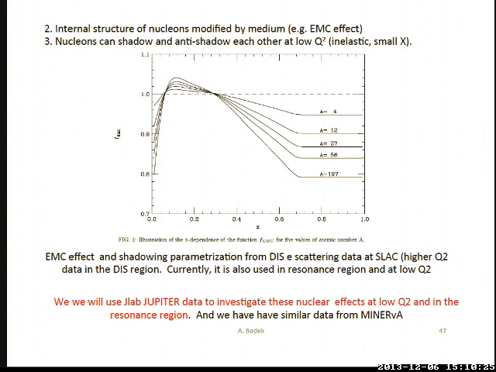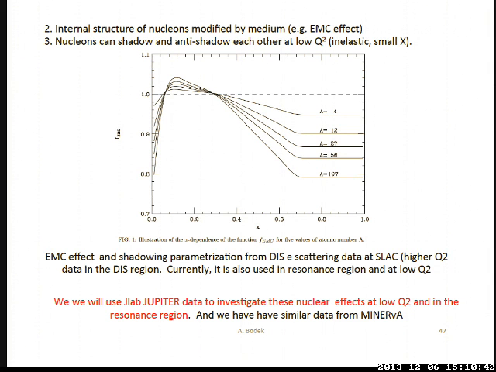A high Q square. EMC. What do you call high Q square? 3, 4. They're not 0.5, which is well, definitely. 0.25, 0.5, 0.3. This is where we want to be in this energy region. Nobody has been looking at it.